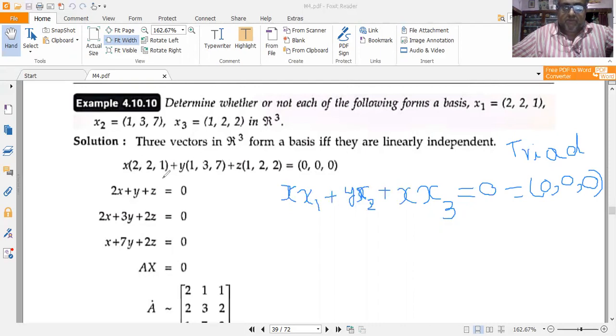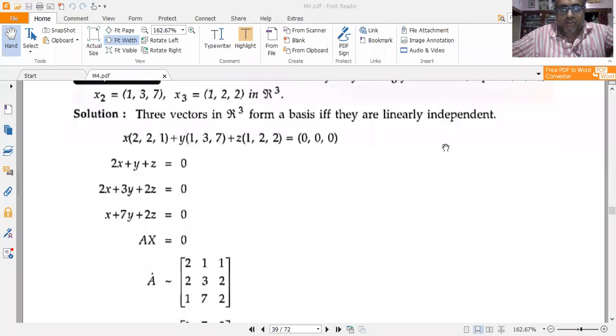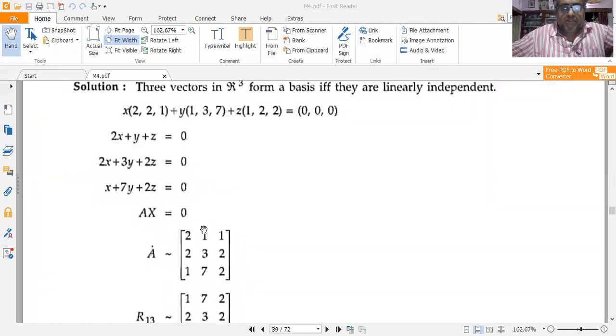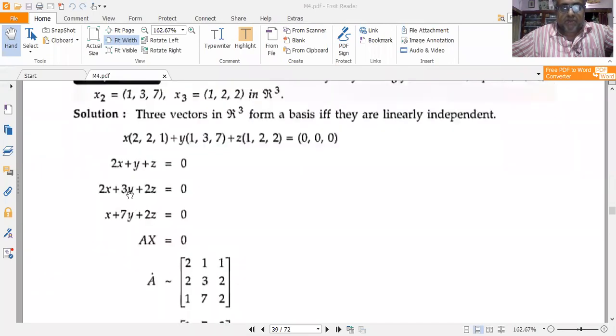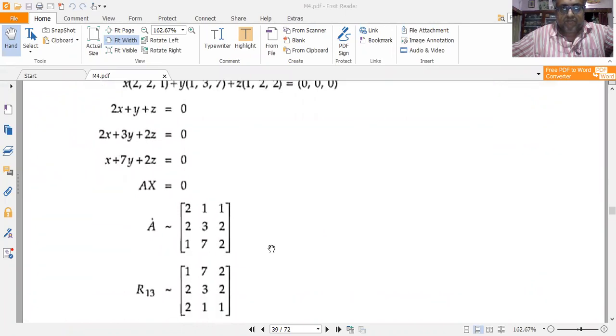So I get 2x plus 1y plus 1z is equal to 0. Next, 2x plus 3y plus 2z is equal to 0. Next, 1x plus 7y plus 2z is equal to 0. So I've got a linear system of equations with 3 variables, namely x, y, and z respectively. So this is of the form Ax is equal to 0. A consists of the coefficients of x, y, and z. Putting that in matrix form, I have A is equal to [2 1 1; 2 3 2; 1 7 2].